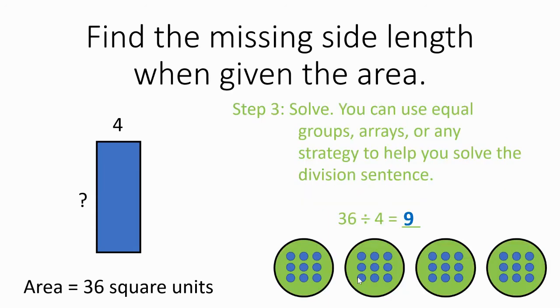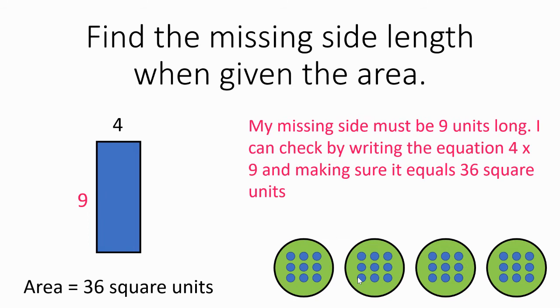If you don't know what 36 divided by 4 is, you can use groups, equal groups, arrays, or any of those division strategies that we've gone over before to help you solve for this answer, the quotient. So I can draw 4 groups and put 1 dot in each until I get to 36. And I would find that there would be 9 dots inside each of my groups. So my missing side length would be 9. And I can check myself and rewrite this equation with the new number that I found and write 4 times 9 and draw those groups, draw an array, something to check myself and make sure that 4 times 9 does in fact equal 36 square units.